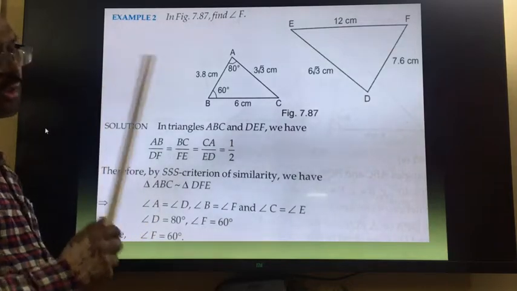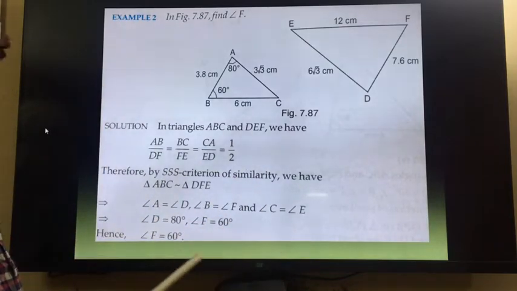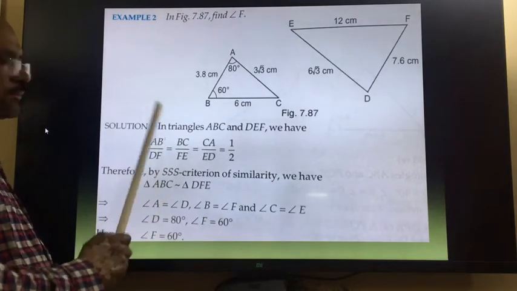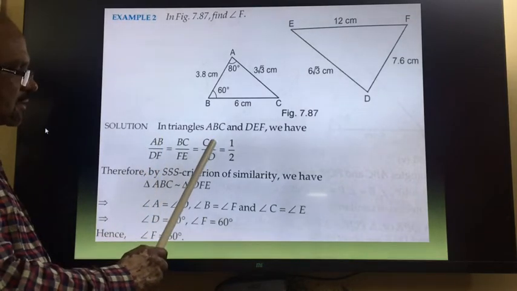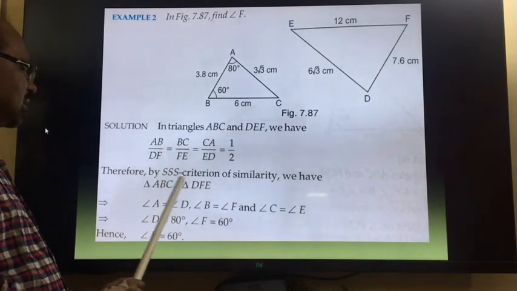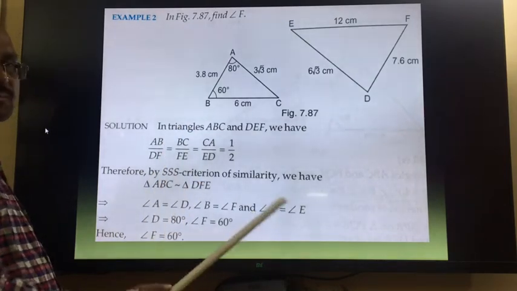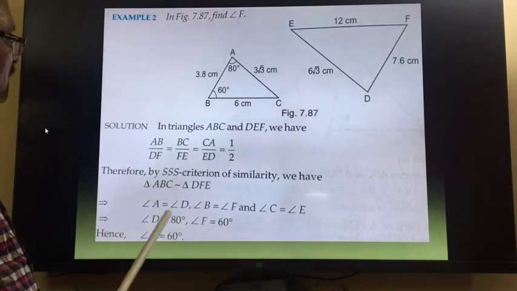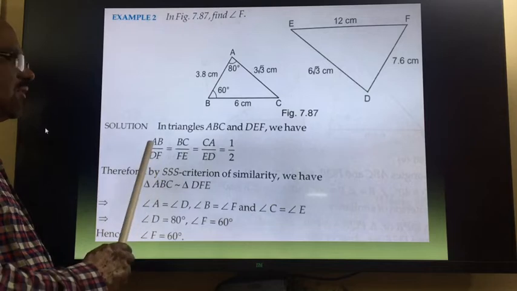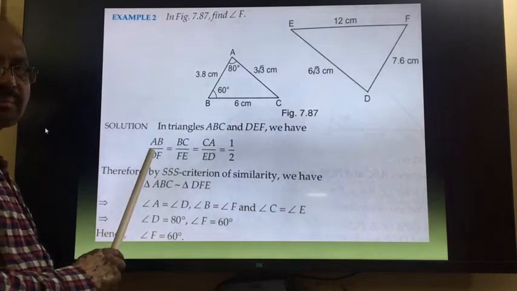So most probably, in maximum number of questions, we will use it either from top to bottom or bottom to top. That is, if corresponding sides are proportional, triangles are similar, and if triangles are similar, then angles are equal. Or we will use it in reverse order. If angles are equal, then triangles are similar, then we can say the sides are proportional.